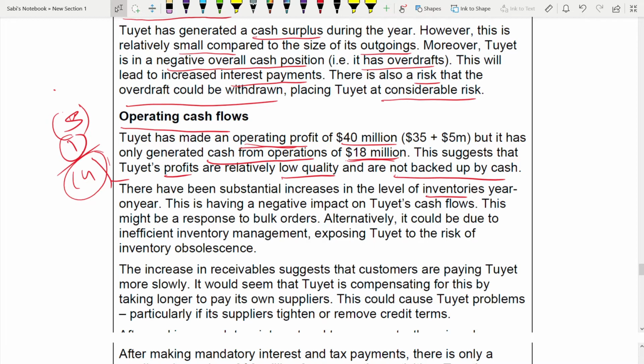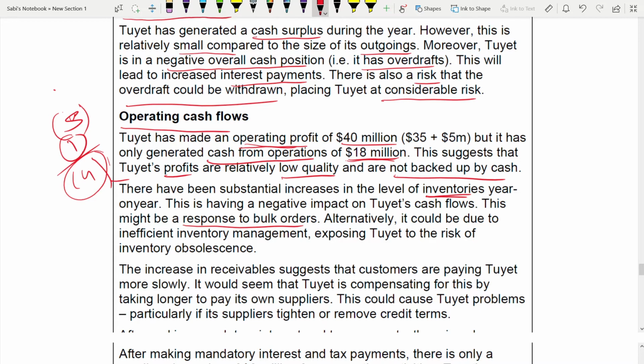Depends. So second one, we are talking about inventory. Inventory increased. Why did inventory increase? You don't have to worry so much. You don't have to know 5-6 reasons or 10-20 reasons why inventory increased. Just knowing one reason or two reasons is more than enough. If you know one reason properly, that's more than enough to write in your answer. One reason is maybe it's a response to a bulk order. Because if you're buying heavily, buying more inventories, you get a discount. So because of that, your inventory increases.